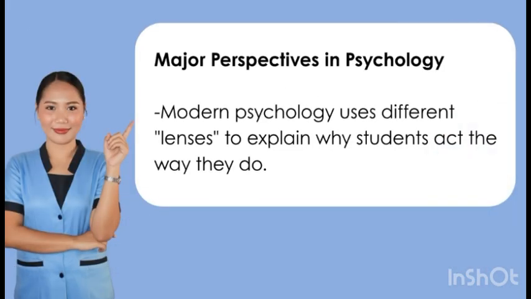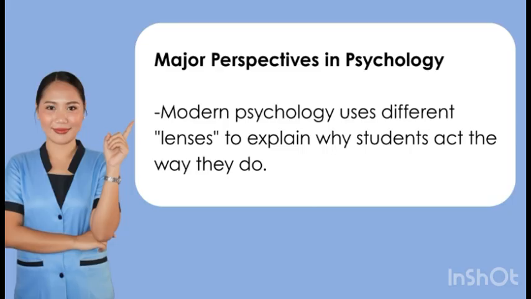So we have the major perspectives in psychology, no? Are you familiar with the major perspectives in psychology? Not yet? Okay, we will discuss it. So in modern psychology, there is no single explanation for why people behave the way they do. Instead, psychology uses different perspectives, also called lenses, to explain behavior and mental processes. Each perspective focuses on different causes of behavior, especially in learning and classroom situations. This means that the same student behavior can be explained in different ways depending on the perspective used.